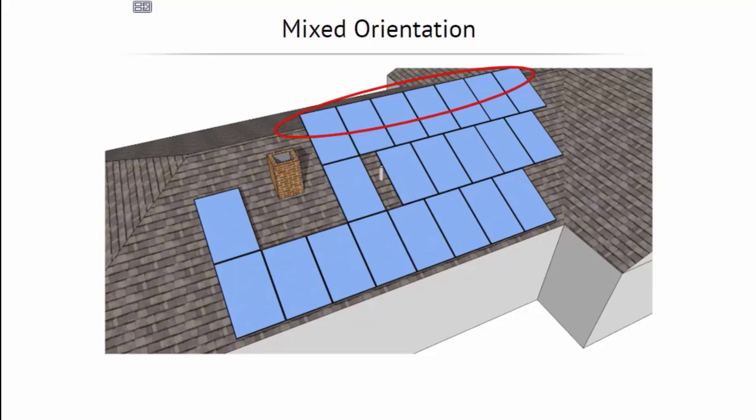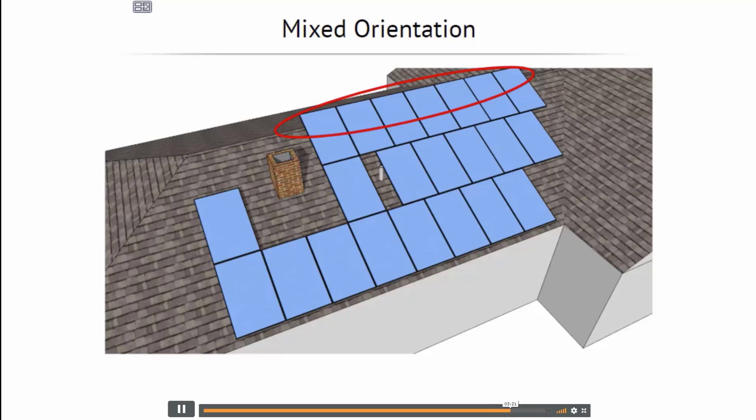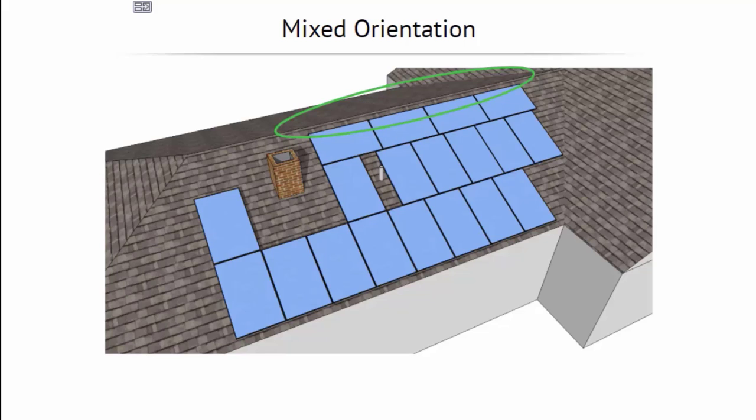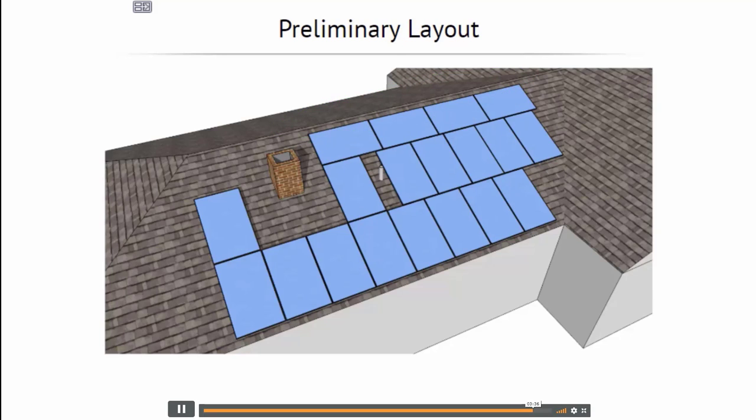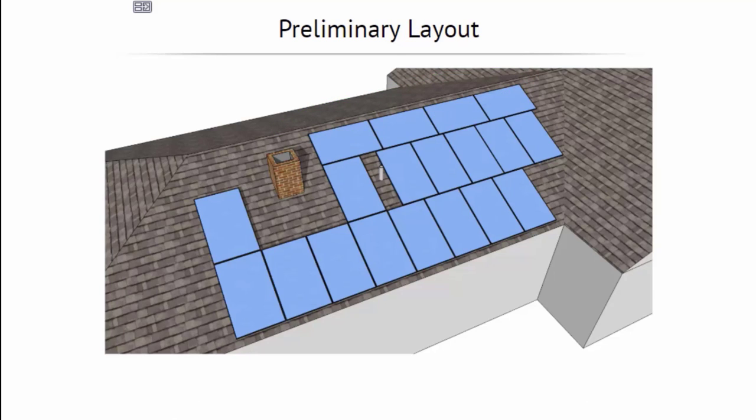Adding another row of modules in portrait orientation would add a lot of system capacity, but the top row will overhang the ridge, which is not code compliant. Turning the top row to landscape, however, allows us to fit almost as many modules, but in a way that stays under the ridge and is code compliant. So that's our preliminary layout. It hits our production targets, and it avoids conflict with known obstacles. But before we finalize it, let's check to make sure we are in compliance with the required fire setbacks.